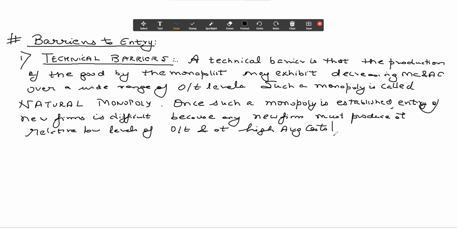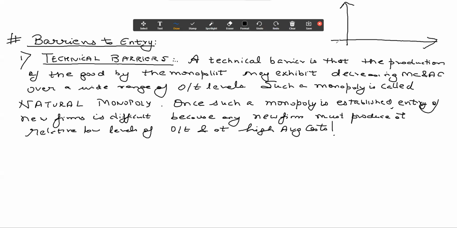Since a monopolist has already captured the market and is producing in bulk, it is realizing economies of scale, and its average and marginal cost curves are falling. So it is very difficult for any new firm that enters to compete with the monopolist. Why? Because that firm will have to incur very high cost in the beginning and will have to do with very low output levels. If you want to understand, you can even understand using a diagram.